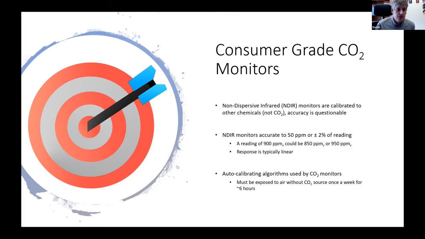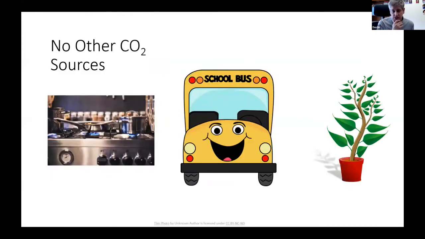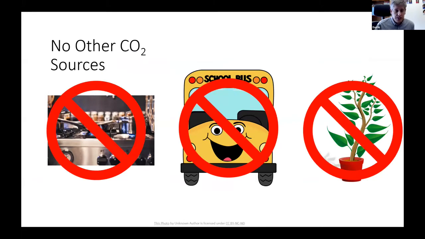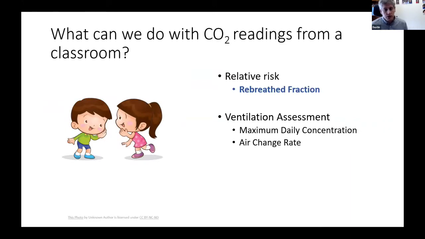We also need to make sure when we're talking about CO2 that we don't have other non-human sources of CO2 in the classroom, such as indoor combustion, or vehicles idling outside indoor air intakes or windows, or significant removal mechanisms such as huge numbers of plants in the room, like a greenhouse, or specialty filters.